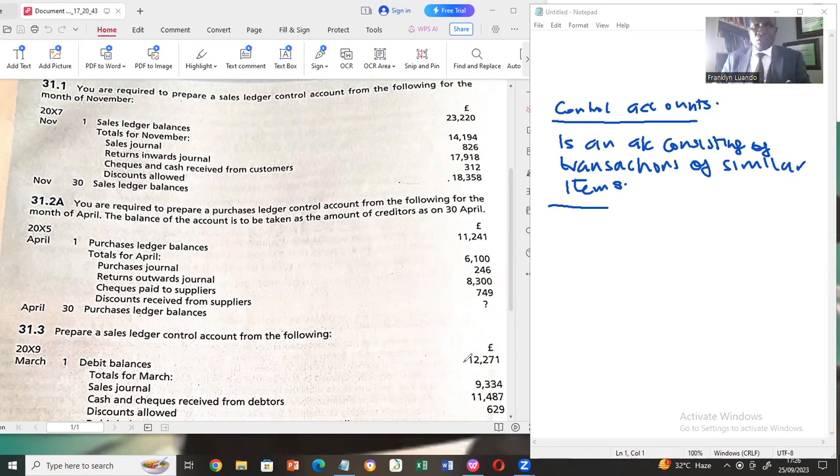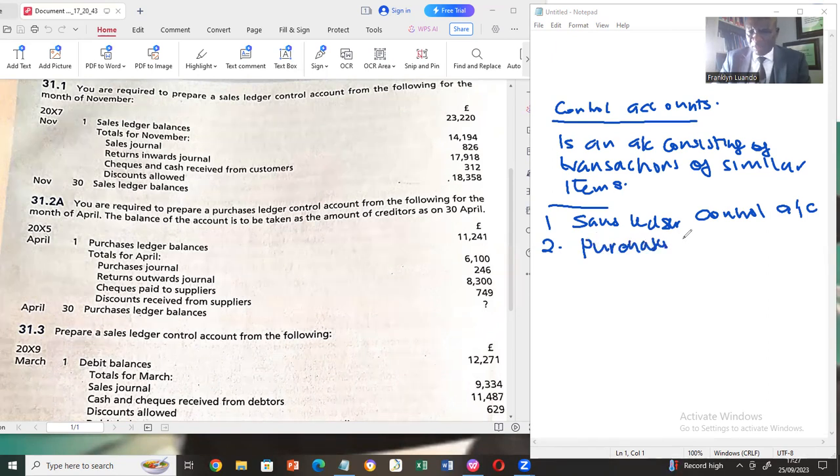Is that okay now? So there are two types of control account. We have one, the sales ledger control account. The sales ledger control account is also known as the receivables ledger control account. Then we have the purchases ledger control account. So those are the two typical control accounts that we are going to look at.